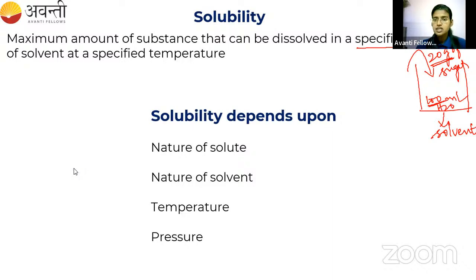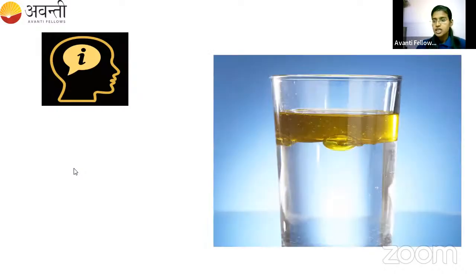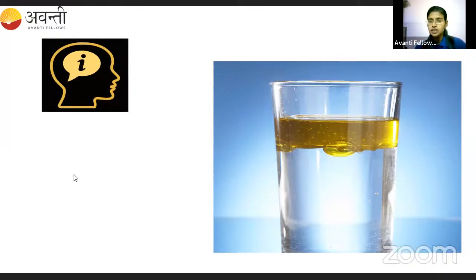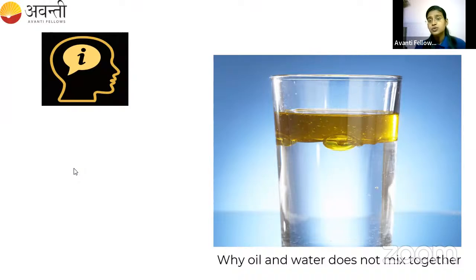Now moving forward, I am going to ask you one question. All of you can see one picture on your screen, right? What do you see in this picture? What is visible for all of you here? We have some water. Yeah, very good, Rukmini. Yeah, good, Harish. So we have water and oil. Now tell me why oil and water do not mix together. They are sitting separately, right? But can you give me the reason why they do not mix together?